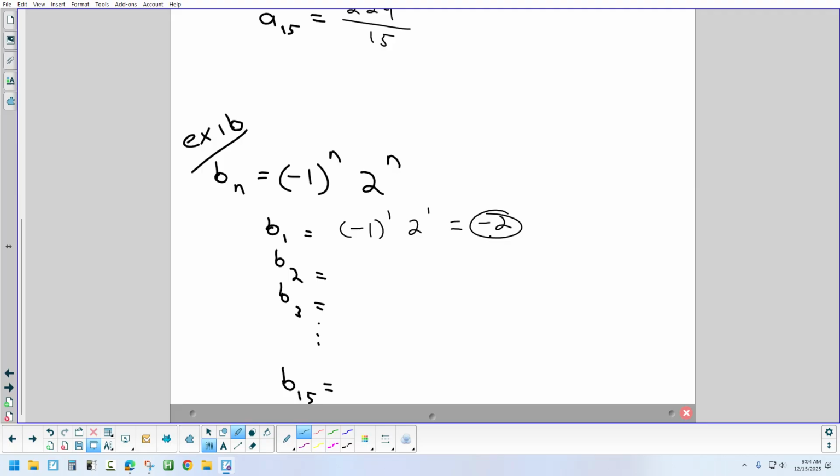Okay. Second term. Quinn, what are we going to plug in to find the second term? 2. So we got -1 squared times 2 squared. And what's that going to come out to? What's -1 squared? 1. What's 2 squared? 4. What's 1 times 4? 4. Okay, so there's our second term.